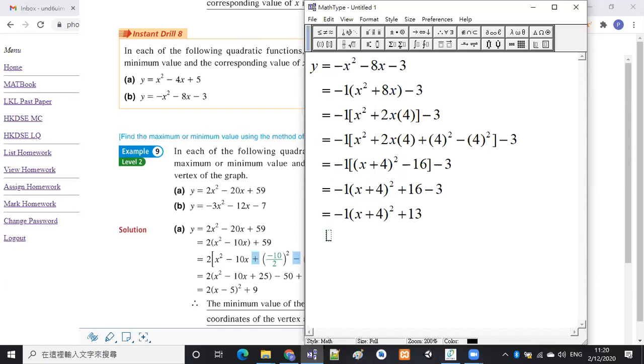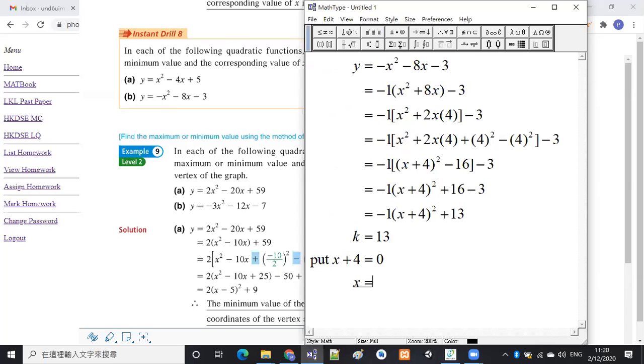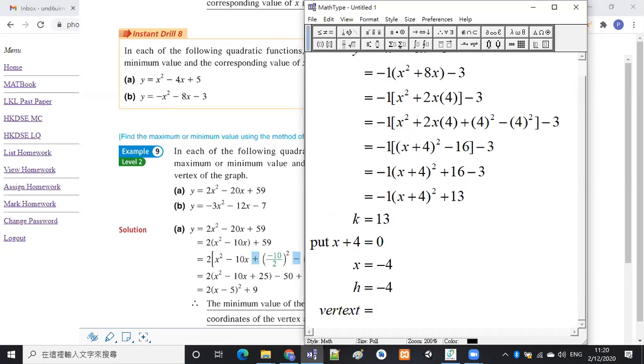And then we can write down the value. Okay, so the k value is equal to 13. And then when we put x plus 4 to be 0, then we'll find that x is equal to negative 4. Okay, and that will be our h value. So the vertex is equal to negative 4 and 13. But the question asks to find the maximum or minimum value, okay, and the corresponding value of x.